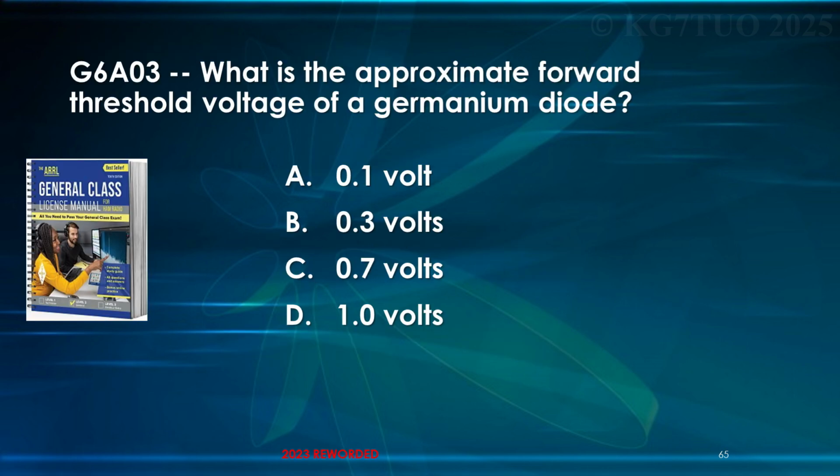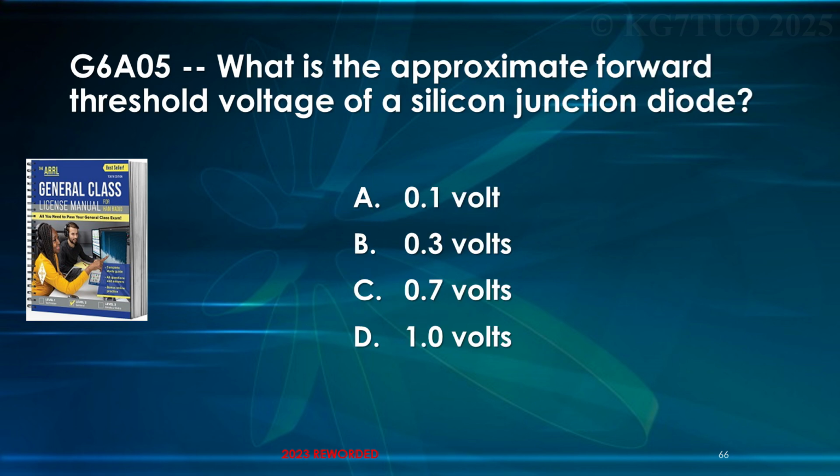Here we go. What's the approximate forward threshold voltage of a germanium diode? Bravo. Yes. Bravo, very good. What's the approximate forward threshold voltage of a silicon junction diode? Charlie, 0.7 volts. That's a big hit if you're on 12 volts, okay? You know, if your car battery is 12.6 volts fully charged, you just drop that thing to 11.9 volts.